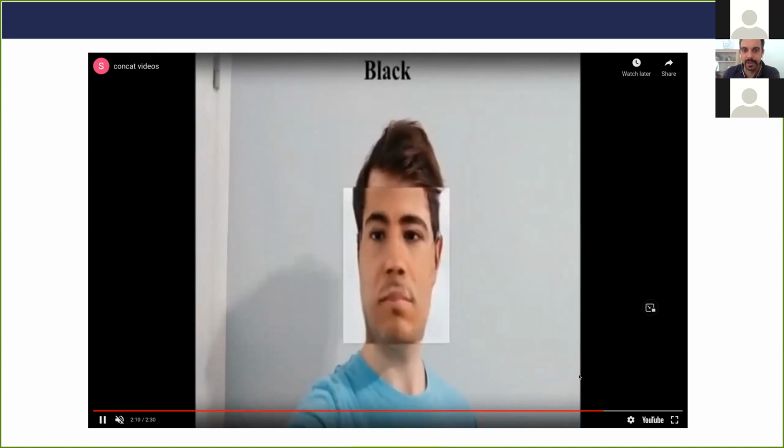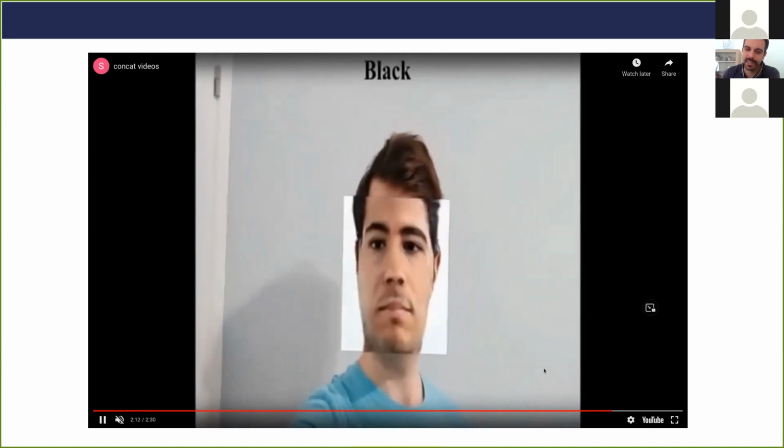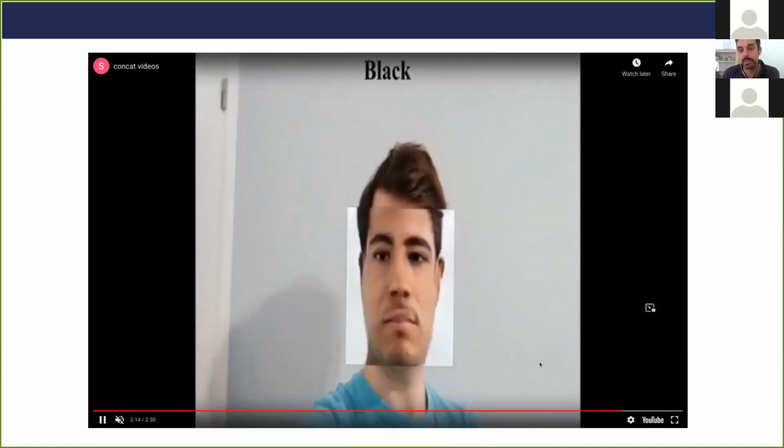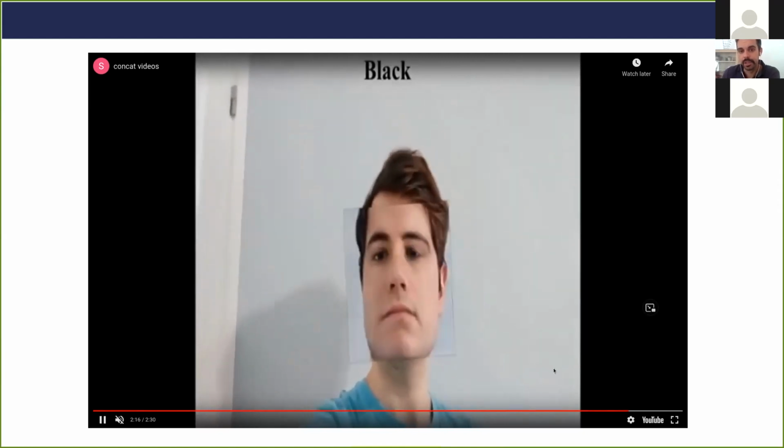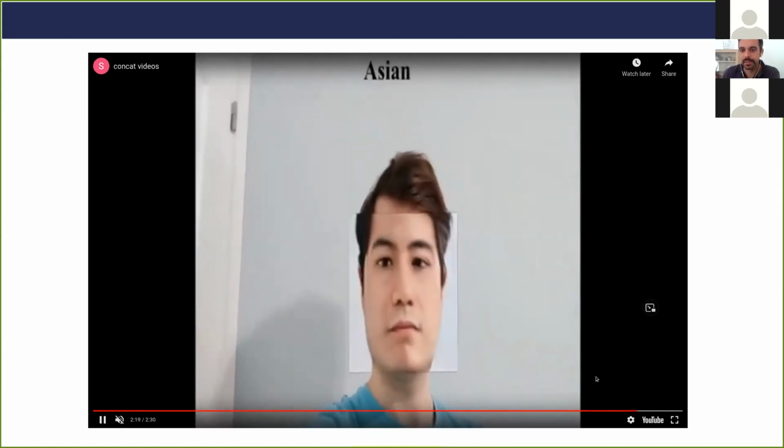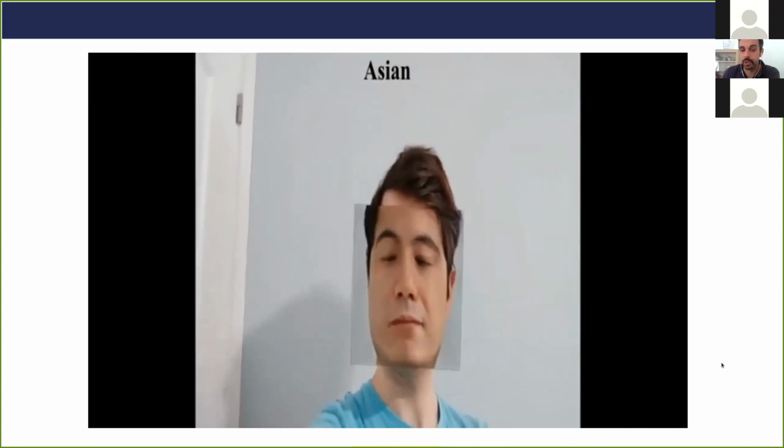Like we have the black one is still affecting identity, but the results are much more realistic. So it's quite interesting, the result for StarGAN V2, especially for ethnicity.